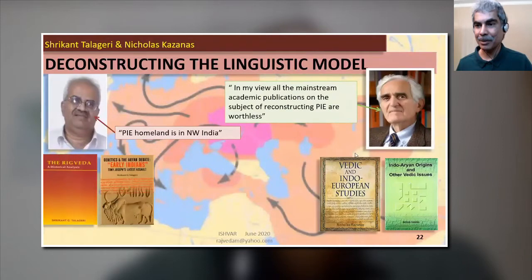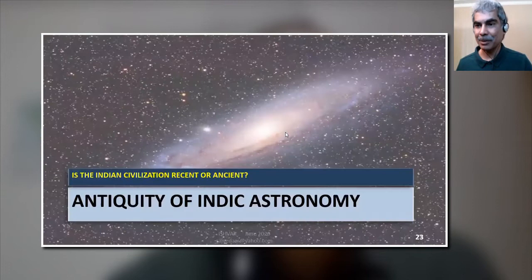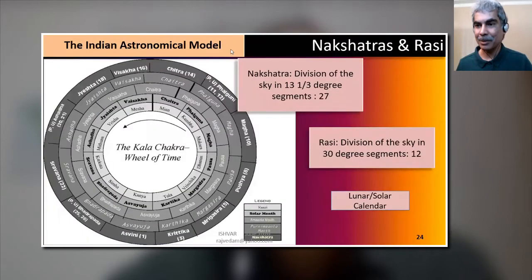Nicholas Kazanas comes with very strong views. He examines a lot of the stories of the Indo-Europeans and looks at the language and other such things. And he says, if there was a migration, it is so ancient that we don't have any data to reconstruct PIE today. And he says, in his view, all the mainstream academic publications are worthless. So very, very strong views. So I'd like to propose the astronomy model as one of the things that we need to bring into the mix. And I've talked about this at length in my previous talks. I won't go very deep into that.